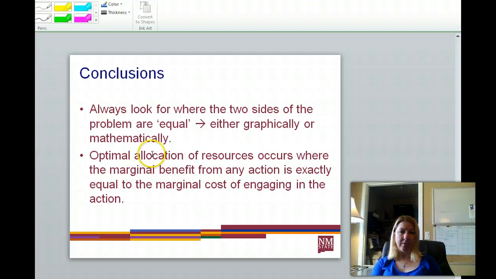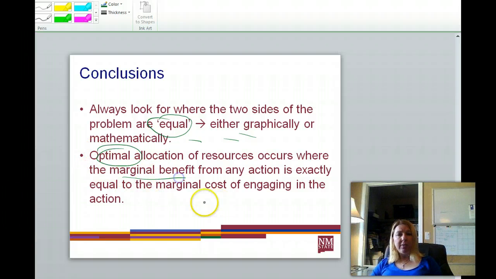through. Okay, so when you're trying to solve these types of problems or think about this using an analytical framework of economics, basically what you're doing is you're always looking for where the two sides of the problem are equal. And you either do this graphically, logically, or mathematically. And the optimal allocation of resources occurs where the marginal benefit from any action is exactly equal to the marginal cost of engaging in that action. And when we set the marginal benefit equal to the marginal cost, we're maximizing our allocation of scarce resources.